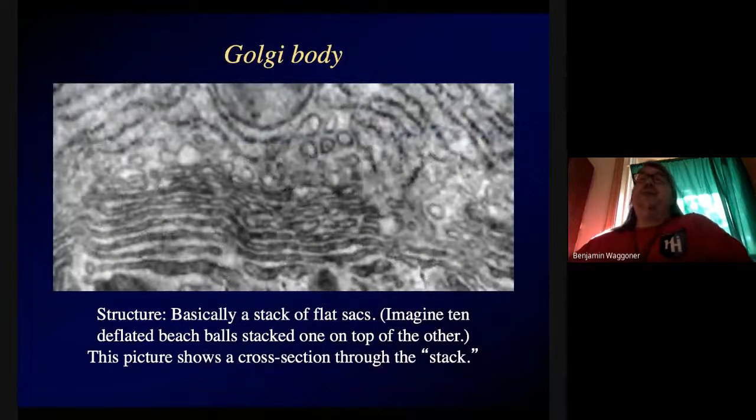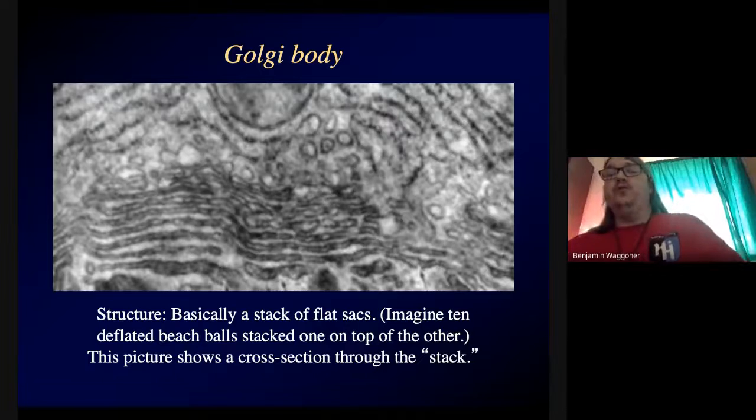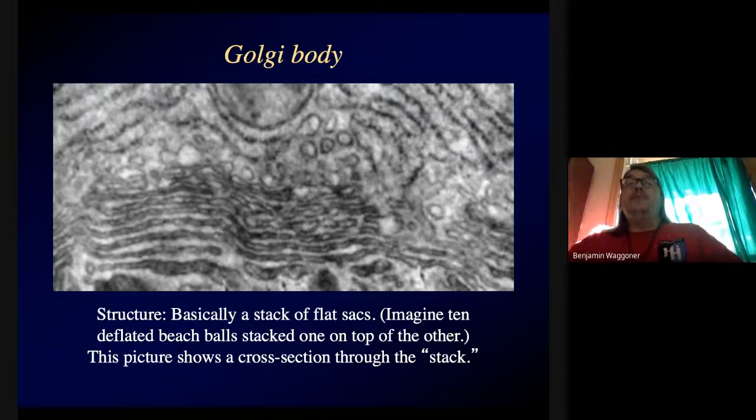This is a slice through a Golgi body. And again, you're seeing a cross section, not a Golgi body in 3 dimensions. In 3D, imagine you took 10 beach balls, let the air out, and then stacked them one on top of the other. You'd have a model of a Golgi right there. You're just looking at a whole bunch of membrane sacs that have been sliced through.